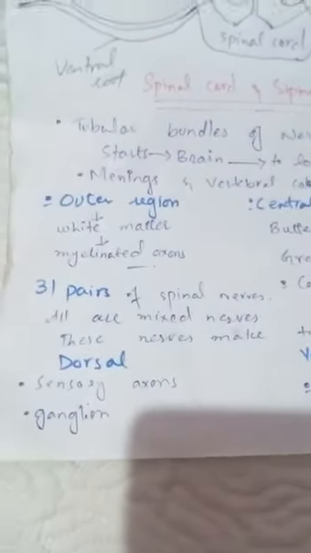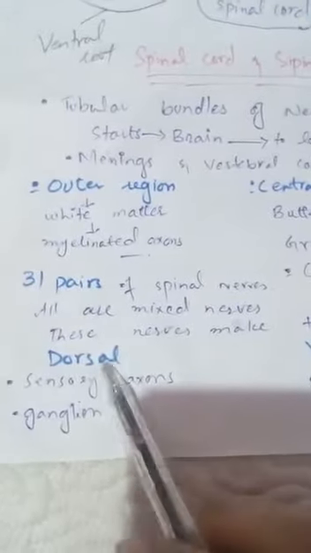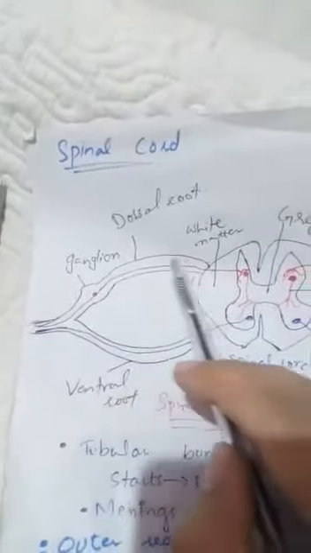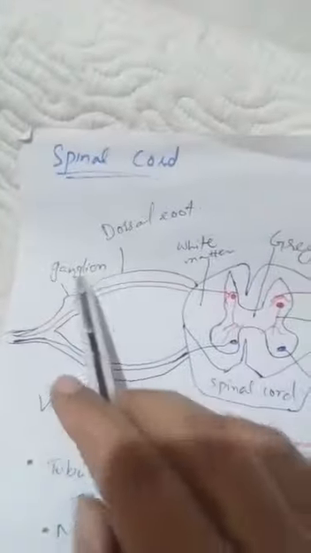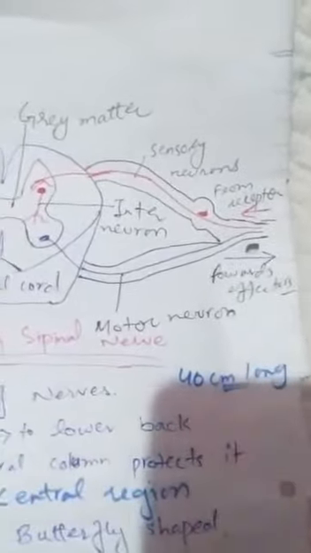What is a ganglion? A ganglion is a cluster of neuron cell bodies. So the dorsal root contains the sensory axons. See this dorsal root. This dorsal root contains the ganglion plus the axons of the sensory neurons. So the ventral root contains the axons of the motor neurons. See this diagram. This diagram shows the ventral root, and the ventral root contains the motor neurons.